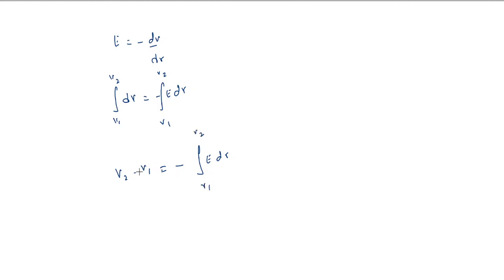To do that, let's recall what E is. E is equal to minus of dV by dr. If we cross multiply, then dV is equal to minus of E into dr. We want only V, so integrate on both sides. Say the potential at this point is V1 and at this point is V2, with limits R1 and R2. So V2 minus V1 is minus the integral of E into dr. This is the form of a difference in electric potential.